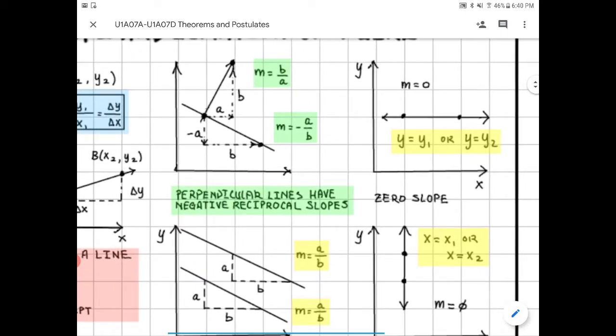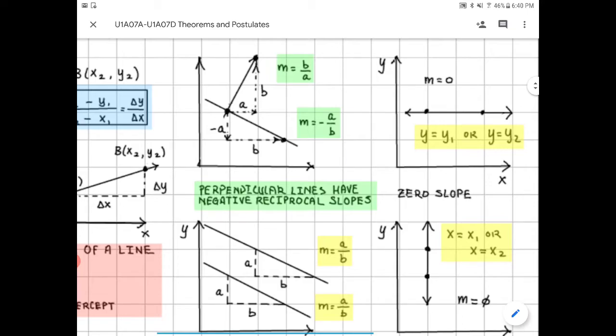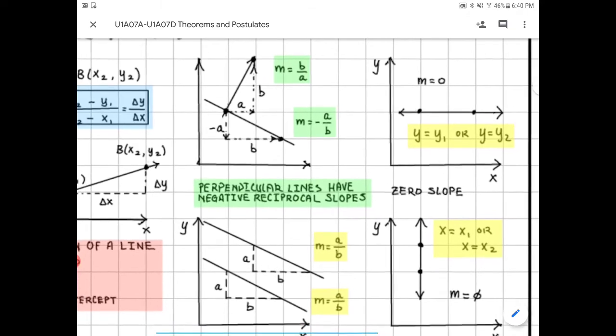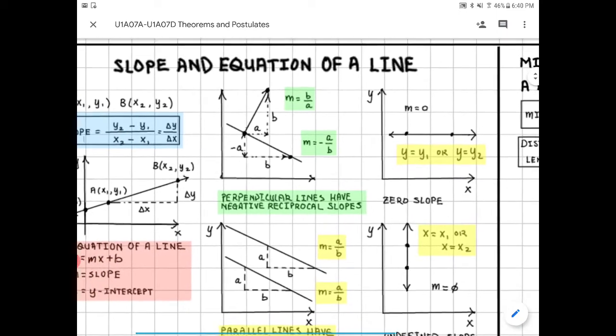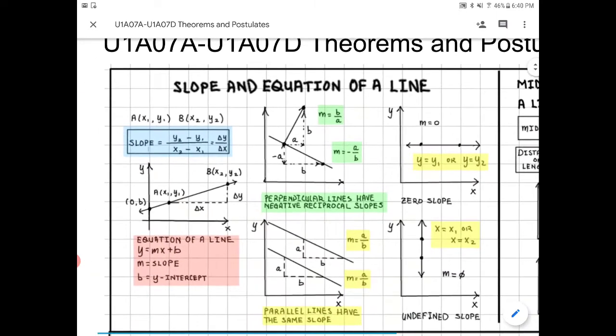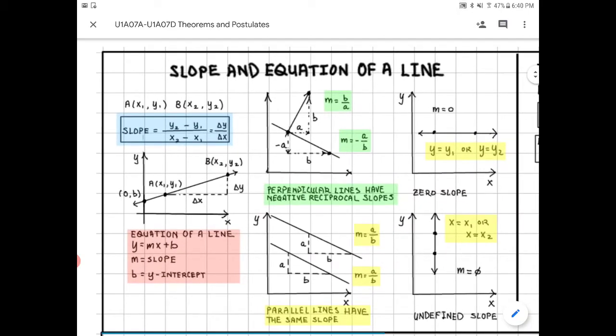Other concepts here: 2 lines that are parallel will have the same slope, and 2 lines that are perpendicular to one another will have negative reciprocal slopes. We will revisit these concepts at a later point in much more detail. But for now, these are the major concepts covered in this lesson. So why don't we take a look at some examples?